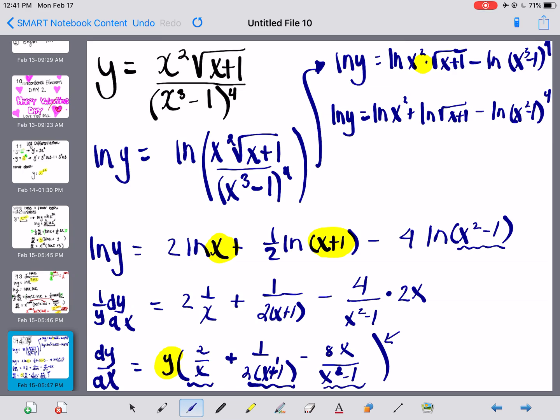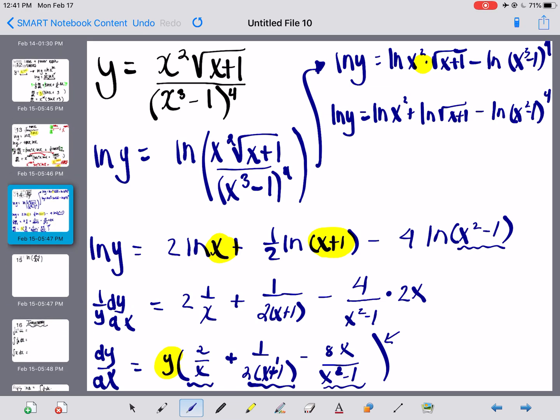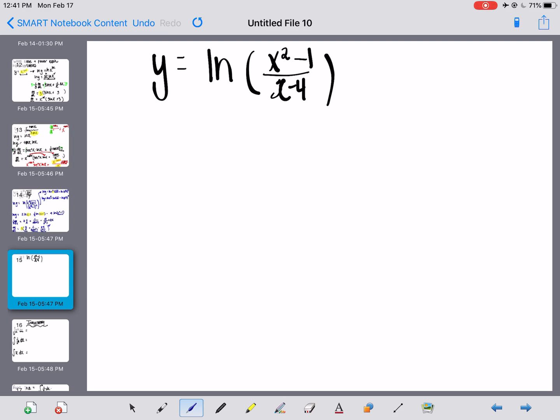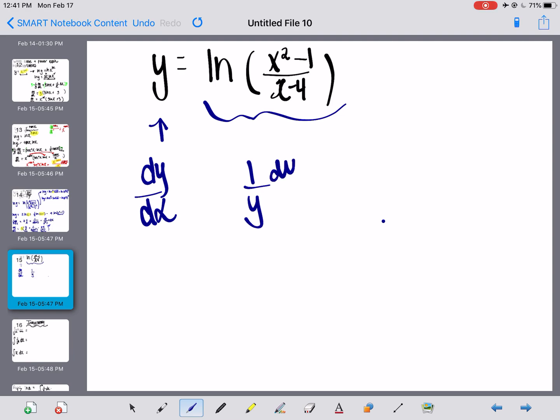Last thing I want to go over. Be careful with problems like this. The natural log's already in the problem. You are not finding the natural log of the left. So when you find the derivative of the left side, that's equal to just dy dx. It is not 1 over y dy dx.